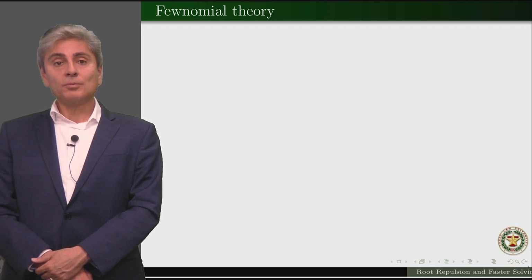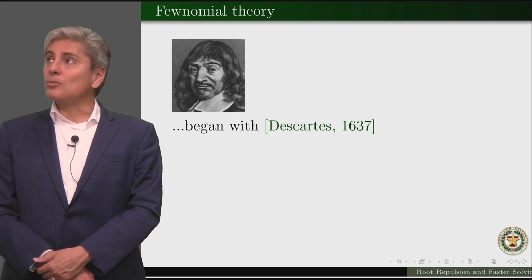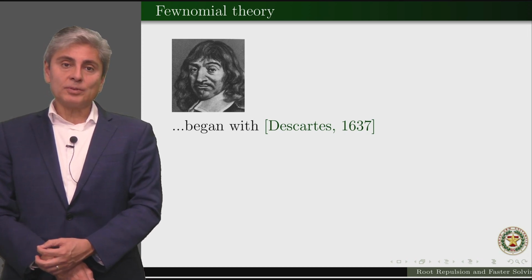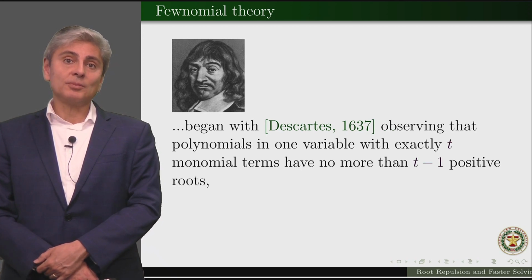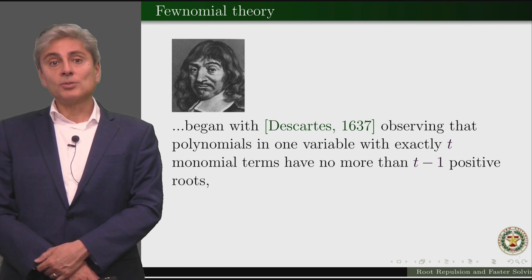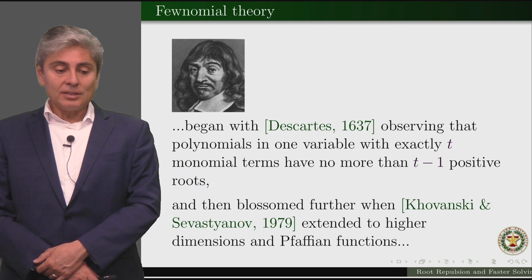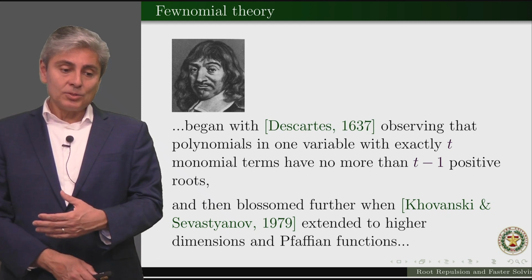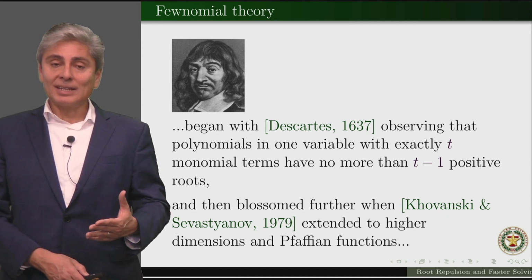Polynomial theory is a beautiful body of work that began with Descartes in 1637, with his observation that if you look at polynomials with very simple structure, their roots have a very simple structure as well. In particular, he observed that polynomials in one variable with exactly t monomial terms have no more than t minus 1 positive roots. This blossomed further, some centuries later, into similar results for systems of equations, and in fact you can extend them to analytic functions of a certain kind with parametrized complexity.